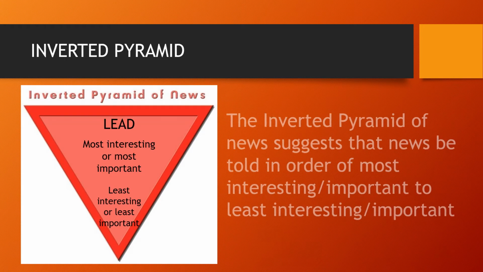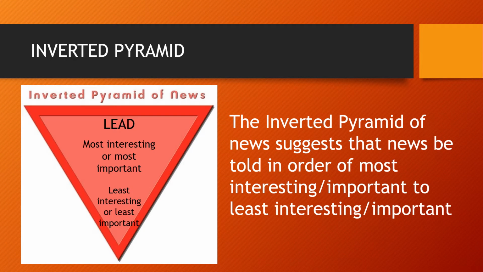Most interesting news stories use the inverted pyramid for many reasons. It benefits harried readers, beginning journalists, headline writers, and page layout editors. As you can see from this slide, the inverted pyramid suggests that news be told from most interesting or important to least interesting or important. This style is beneficial to many different people because less time will be spent on other parts of the story that aren't as important.